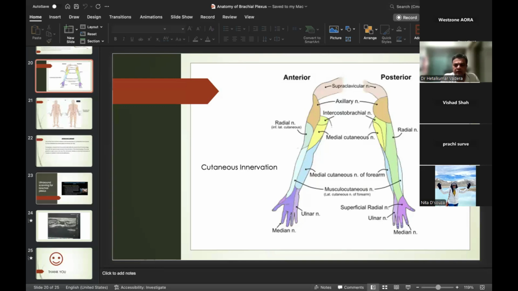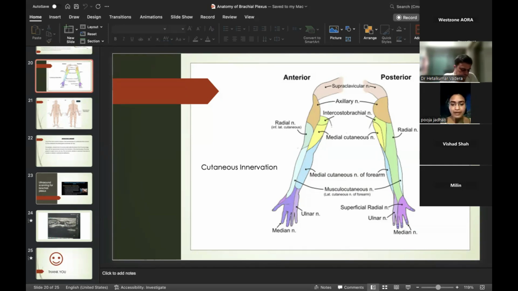Dr. Milind, you wanted to tell something? Yeah. Question to all the fellows: what is the commonest artifact that we would see in a lateral infraclavicular fossa block? Reverberation artifact? No. Anyone? Can you repeat the question? What is the commonest artifact that we would see in a lateral infraclavicular fossa block?